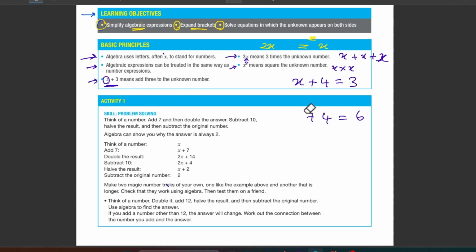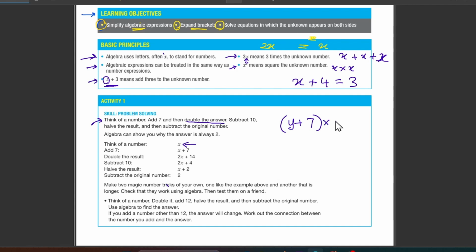Then we have an example. First activity. So they are telling us a description. Think of a number. They have taken it as x here, I will take it as y. Think of a number. Add 7. Then double the answer. So the answer will be doubled, so we have to double all these two terms.